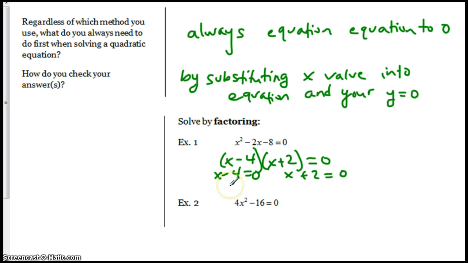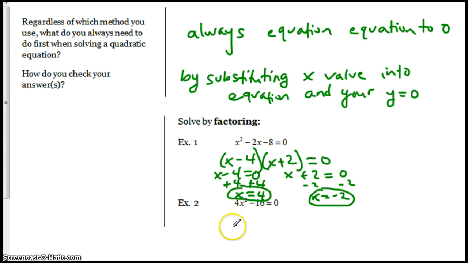Now you solve for x. So I'm going to add 4 to both sides here, and x is 4. And I'm going to subtract 2 from both sides and get x equals -2. So our equation here has 2 zeros, or we could call them x-intercepts since they're real, and solutions as well is another word you can use, and it would be at -2 and at 4 would be our solutions.